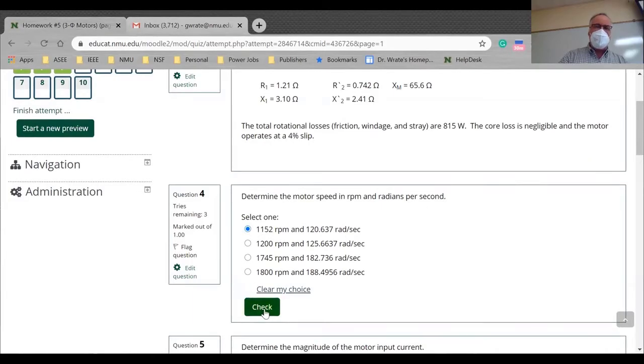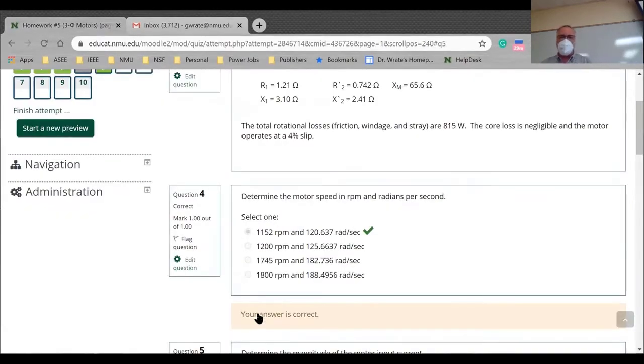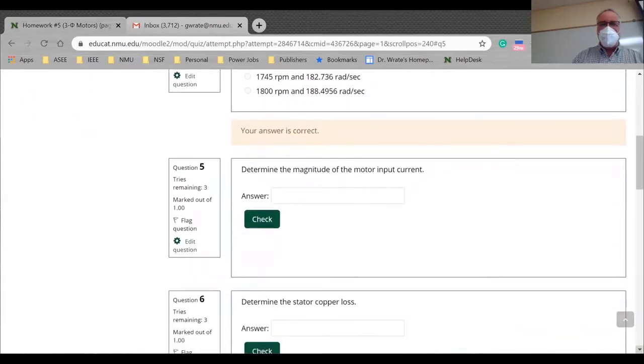Now you get 3 chances at this, so, you know. Oh, my answer is correct. Okay. Determine the magnitude of the motor current.